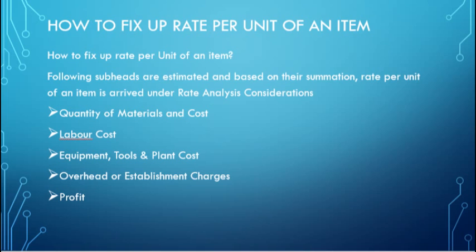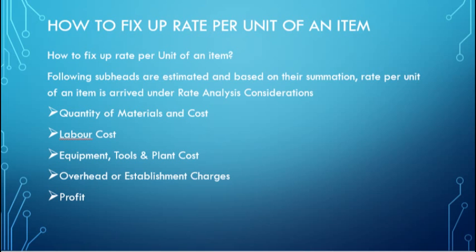So how do we fix per unit item rate? The following schedules are estimated and based on their summation, the rate per unit of an item is arrived at under the rate analysis considerations, which are as follows. Number one, material cost inclusive of wastage, that is quantity of material and cost inclusive of wastage also.